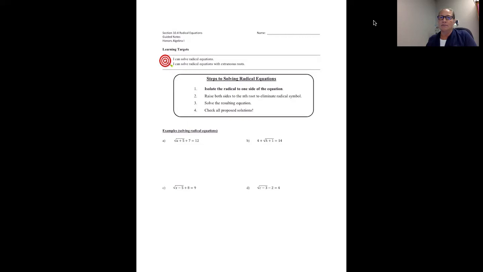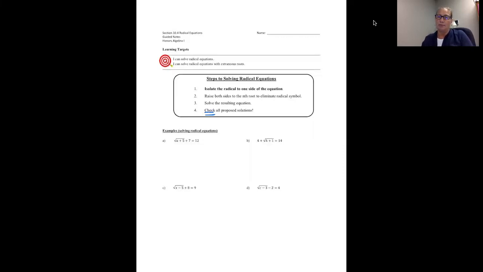We're going to isolate the radical to one side of the equation. Remember, isolate means to get by itself. We're going to raise both sides to the nth root to eliminate the radical symbol. That is a real fancy way of saying we're going to square both sides. We're going to solve the equation and then we're going to have to check all proposed solutions.